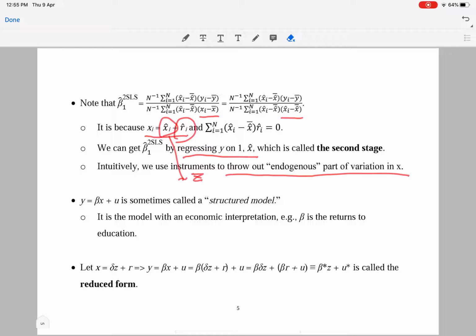So some more terminology. The original model, y equals beta x plus u, is something we call the structural model. That means it is the economic model, and those parameters or coefficients do have economic meanings. For example, if you regress income on years of education, then beta is the return to education. And if you plug in the first stage here, so you replace x by z, then we get something we call the reduced form. Reduced form is very, very important in the IV framework.